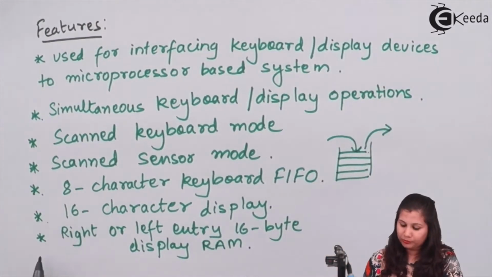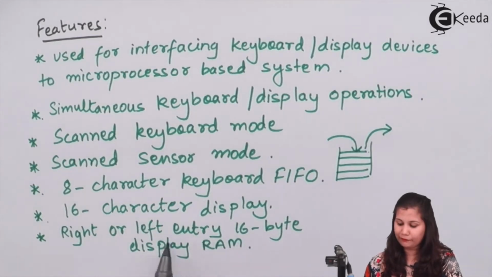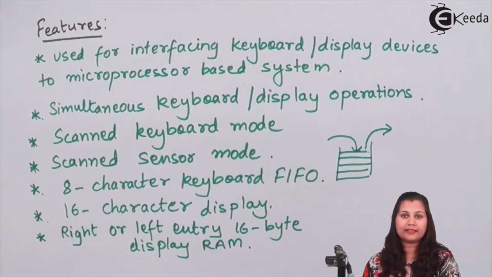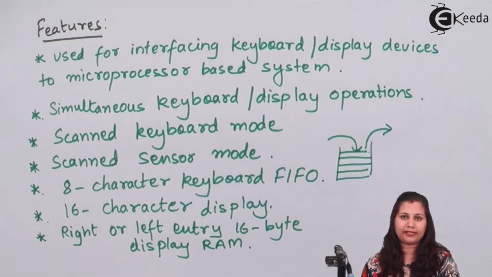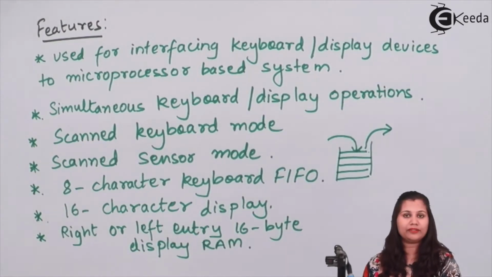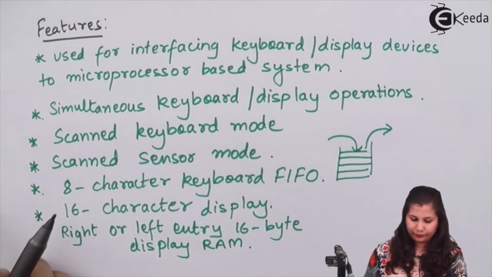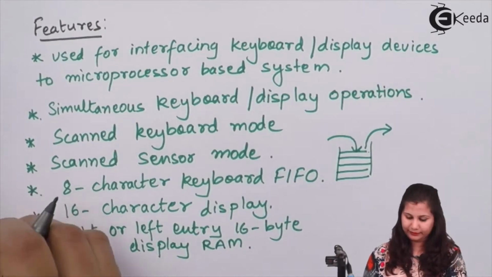Now the 16 character display RAM follows the right or left entry. This means the characters will enter either from the right hand side or from the left hand side. We will understand this more when we study the modes of 8279. Next feature is the programmable scan timing.